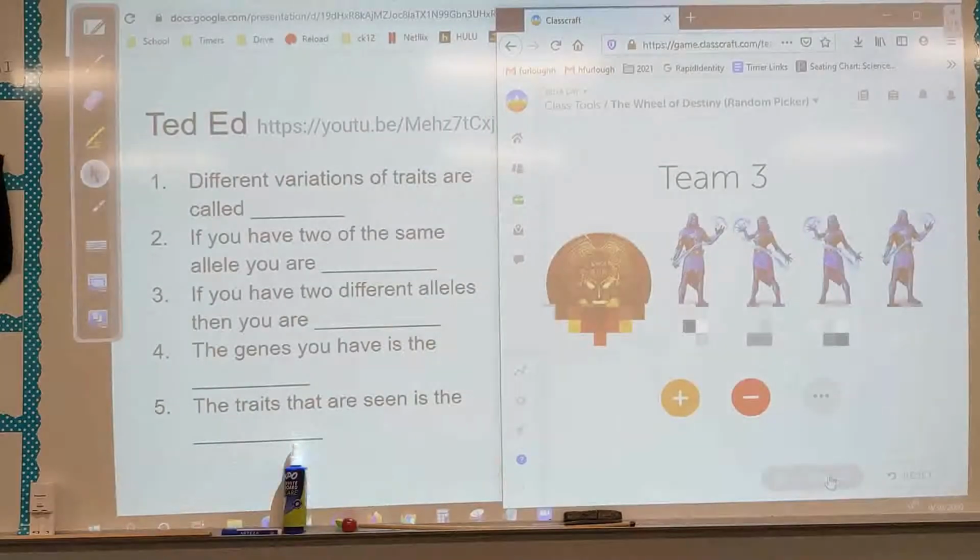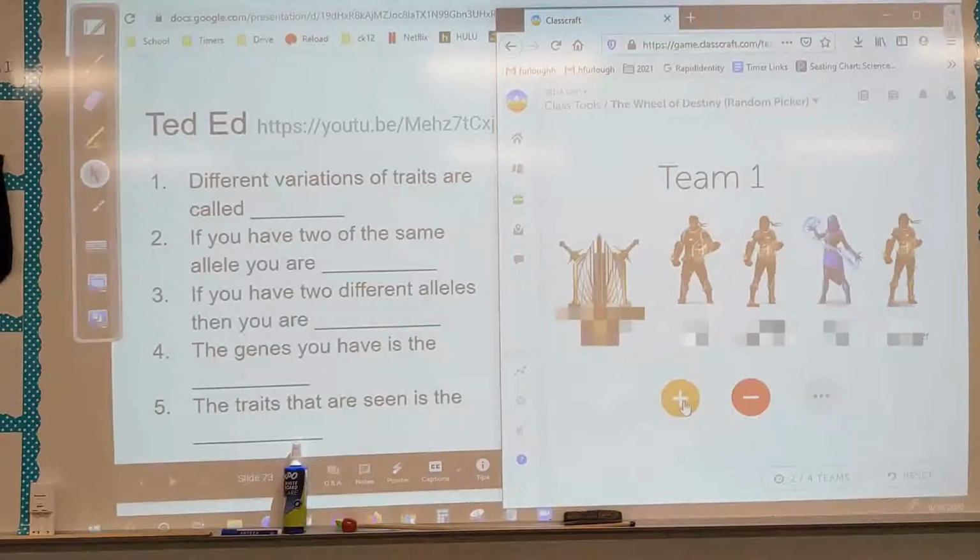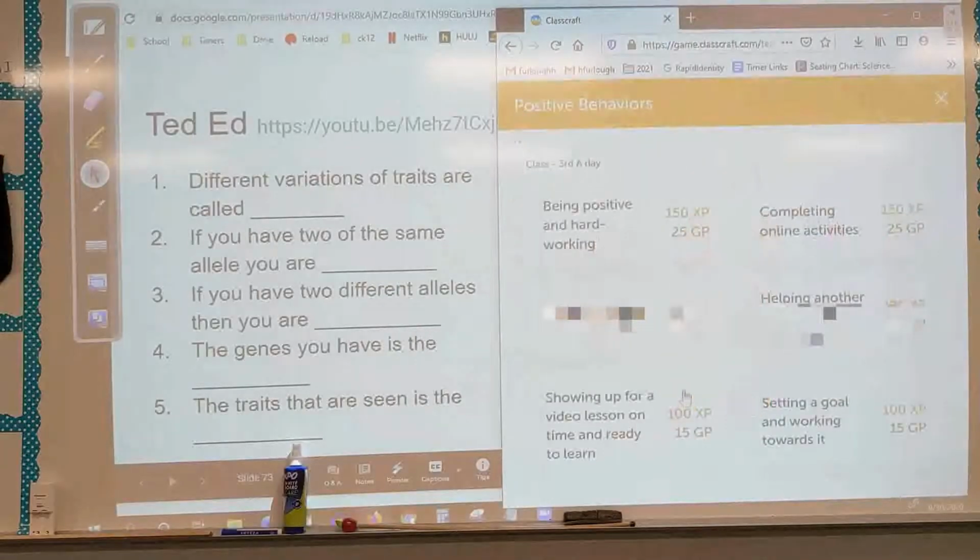All right, next team. So Micah, Alexandria, Janelle, or Britton, I need to know if you have two of the same allele, what are you? Homozygous. Okay. Homozygous. Excellent. Micah and Janelle both.